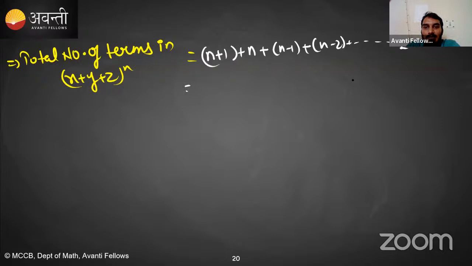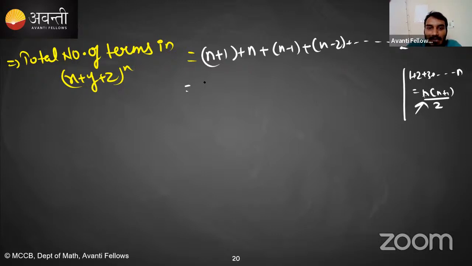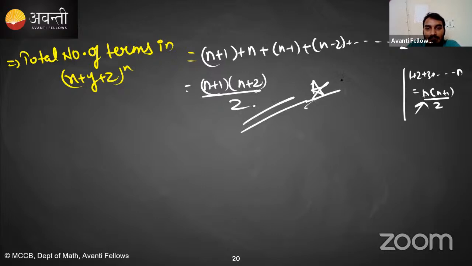And this is nothing but an AP, the sum of the first n plus 1 natural numbers, isn't it? Sum of first n natural numbers होता है n into n plus 1 by 2, that is 1 plus 2 plus 3 से लेके n is equal to n into n plus 1 by 2. Just replace n with n plus 1 here. So we will get n plus 1 into n plus 2 by 2. That's it. Is that clear? So the number of terms in the trinomial expansion is n plus 1 into n plus 2 by 2.